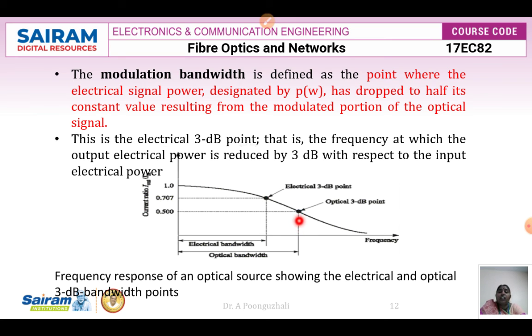So this is called your optical 3 dB point, and this is called your electrical 3 dB point. Your electrical 3 dB point is nothing but the frequency at which the output optical power is reduced by 3 decibels with respect to the input optical power. So here this is your frequency response. Here it is your 0.707, that is your 3 dB bandwidth. Here half of the optical power is your optical 3 dB bandwidth, and this is called the modulation bandwidth.